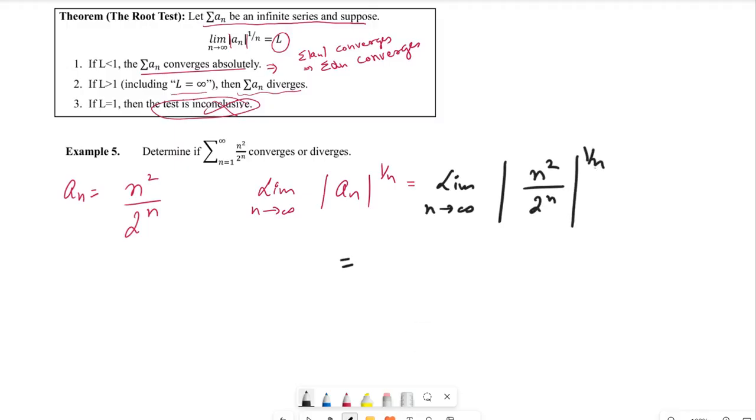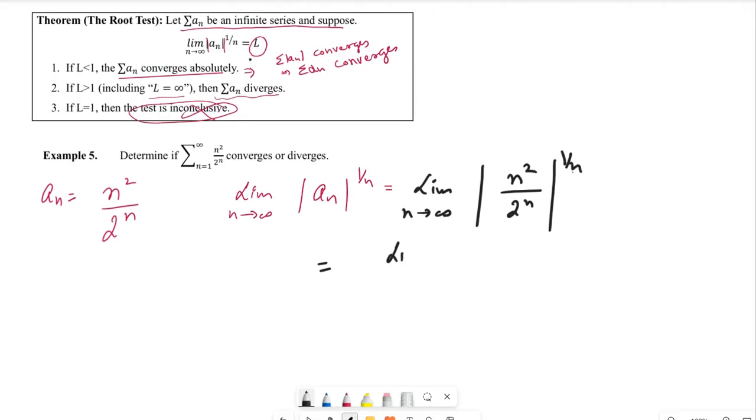So that means 1 by n of everything inside, and everything is positive. So we can remove the absolute value because everything is already positive. It doesn't change anything inside. So we have n to the power 1 by n, squared, and 2 to the power n, to the power 1 by n. That will just be 2. n and 1 by n will cancel.